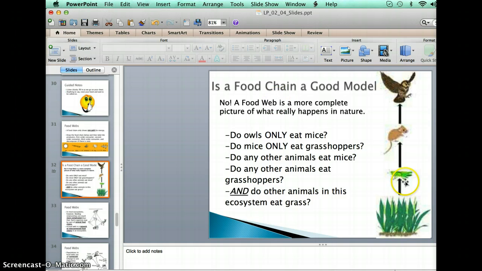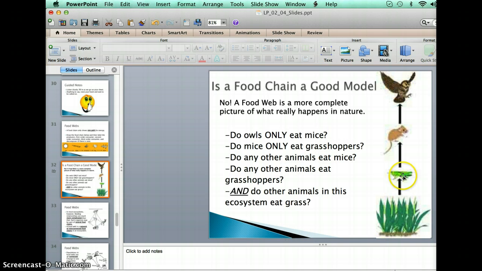We've got grass, we've got grasshopper, mice, and an owl. So think to yourself, do owls eat only mice? That's all they eat. Do mice only eat grasshoppers? Are there other animals that eat mice besides this owl? Are there other animals that eat grasshoppers? And then, are there other animals besides this grasshopper that eat grass? Okay, hopefully you're saying yes to all these questions.